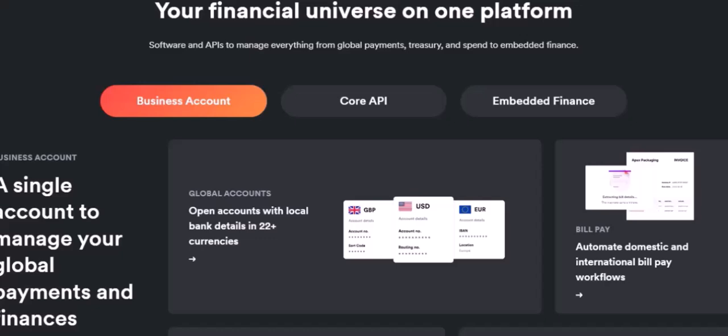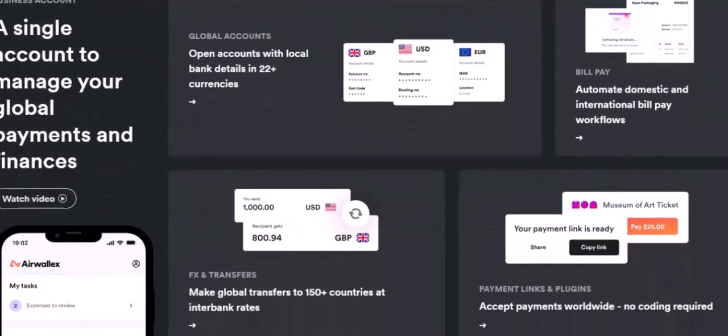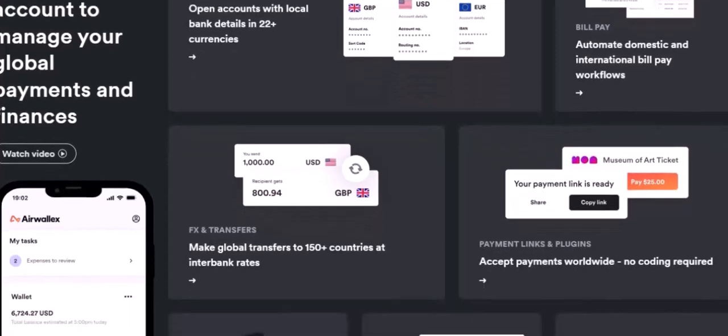Additional features. Beyond currency support, Airwallex offers a range of other features that can benefit your business, including global accounts. Open multiple currency accounts to manage your finances more efficiently. Virtual cards. Issue virtual cards for online payments and expense management. API integration. Integrate Airwallex into your existing systems for seamless transactions.